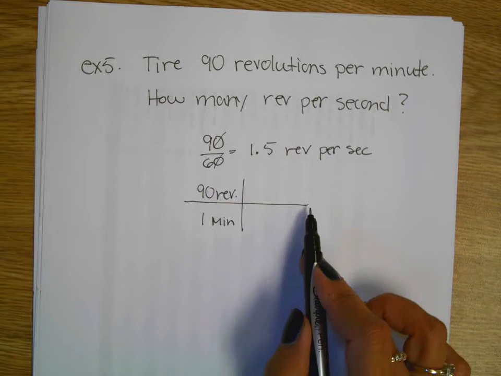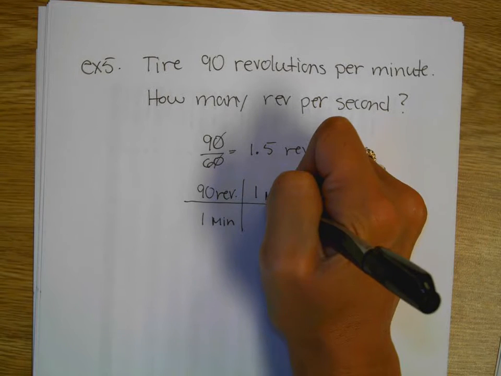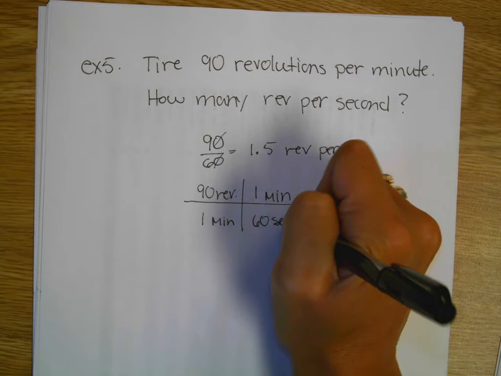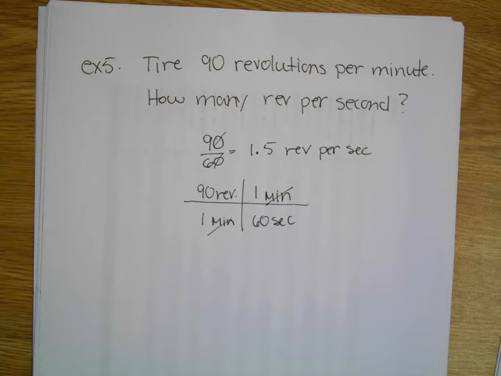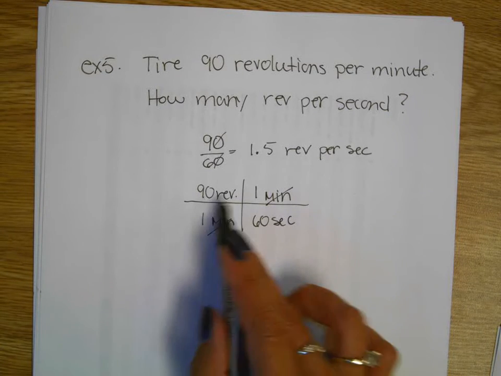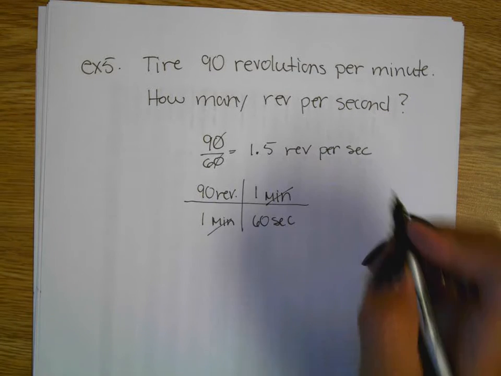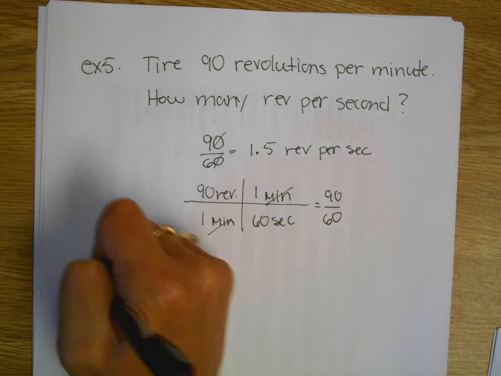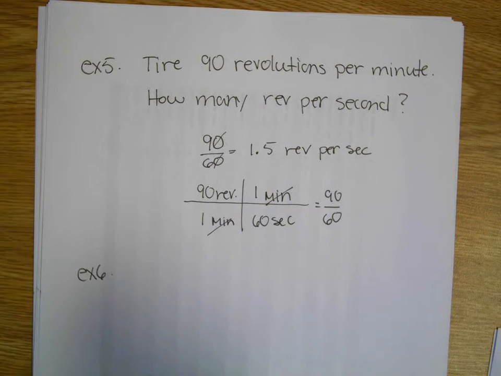What's the conversion for minutes and seconds? 1 minute, 60 seconds. You want your minutes to cancel. It's such a handy little tool, that stoichiometry. And you can see you multiply across the top, you multiply across the bottom, and you divide your results. So you get 90 over 60, which is what we had. You don't have to use that method, but it's very handy.